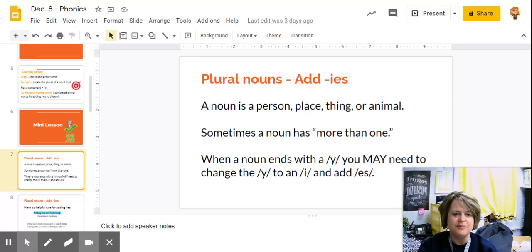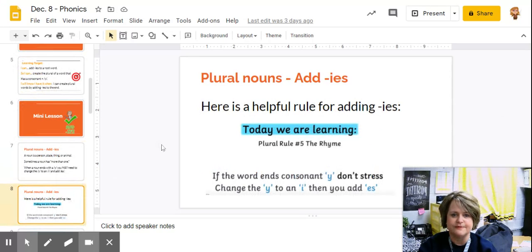It says a noun is a person, place, thing, or animal. Sometimes a noun has more than one. When the noun ends in Y, you may need to change the Y to an I and add ES. So you may need to do that. Let's talk about some of those rules.